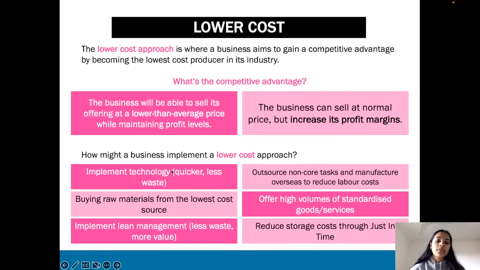So they could implement technology to increase precision and reduce waste. Waste has a cost, so they're saving in that aspect. They could buy their materials from a low-cost, cheaper supplier, might implement lean management, maybe outsource its non-core tasks because outsourcing could be a bit cheaper there. Also, offer higher volumes of standardized goods and services, achieving economies of scale, and reducing storage costs through just-in-time, ensuring that inputs aren't wasted.